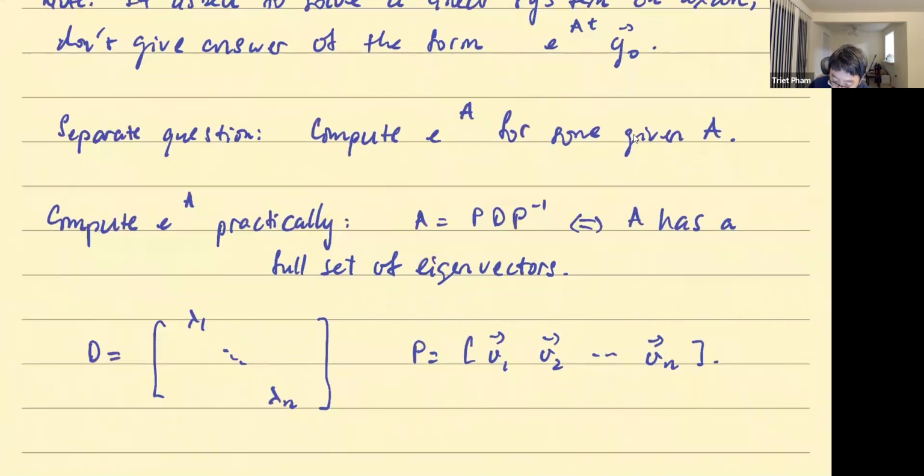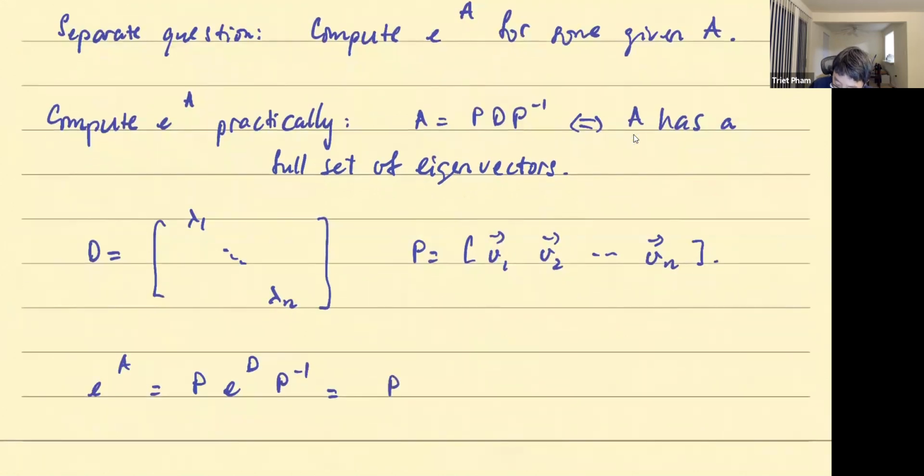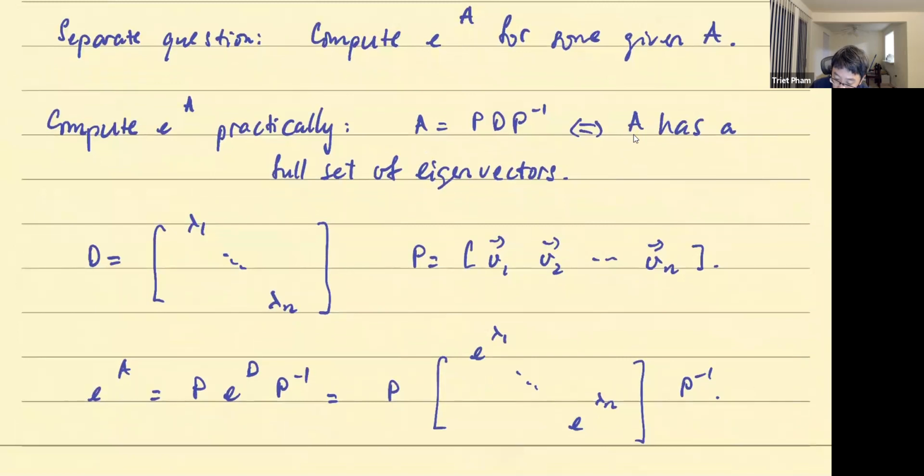And then e to A in this context will be P e to D P inverse, which, if you raise a diagonal matrix to the exponential, is just this. So your work in computing e to A will involve calculating eigenvalues and eigenvectors, then calculating the inverse of the matrix formed by the eigenvectors, and then multiplying them together. But I guess the multiplying together is not too bad. So that's how you would do that. Any question on this?